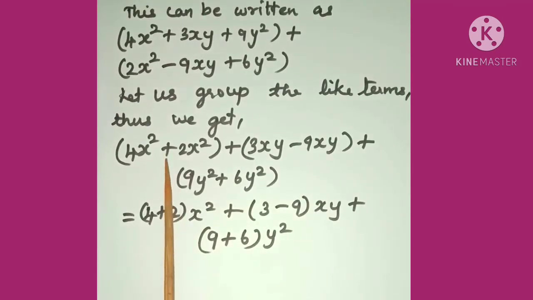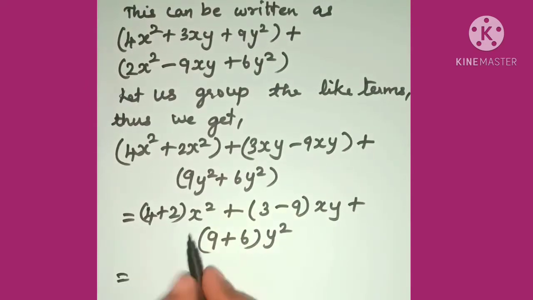Because here the symbol is addition, plus. And the coefficients of xy are 3 and minus 9. So here minus, so we need to subtract. So 3 minus 9, and we have to subtract 9 from 3. That is, we get a minus integer, a minus value. And what is the coefficient of y square? 9 plus 6. So 9 plus 6. In the next step, what will be the answer?